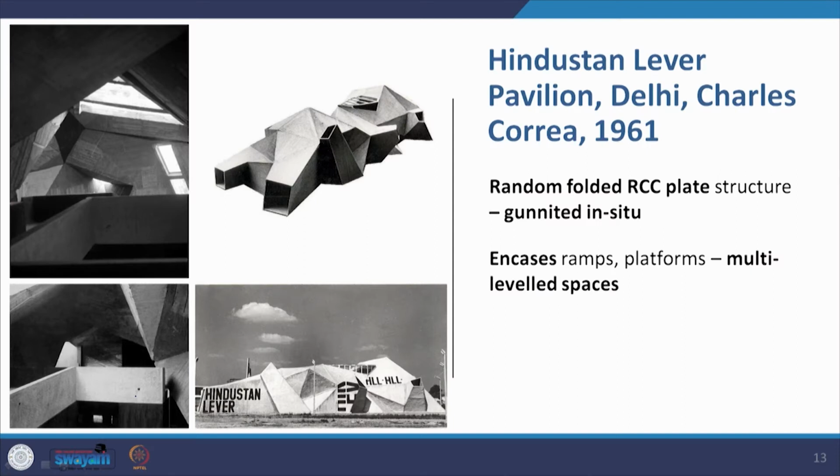And now he took the same idea into another project, the Hindustan Lever Pavilion in 1961. It was a random folded RCC plate design structure in gunneted in situ concrete. That means concrete cast on site through a kind of a gun mechanism. It's like a gun shoots the concrete. So it is a brutalist building in a folded RCC plate structure.